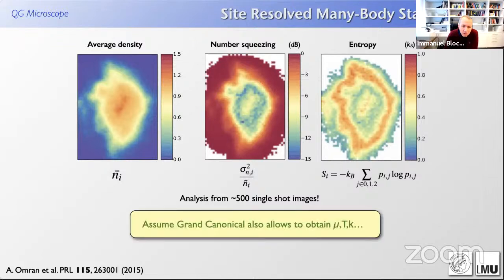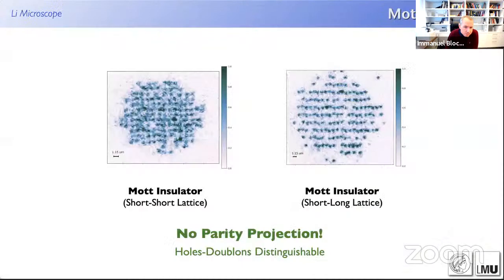And that's very powerful. And now from all these quantities, by assuming that the system is in thermal equilibrium, you can calculate things like the chemical potential, the temperature of the system, the compressibility of the system, which would be just the derivative of the mean density versus chemical potential. So all these thermodynamic quantities you can directly access now from images like the ones I showed you.